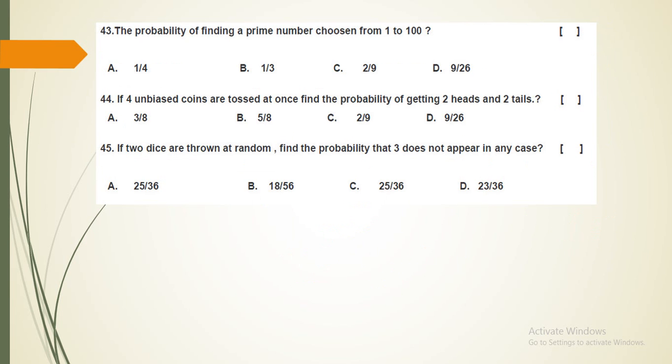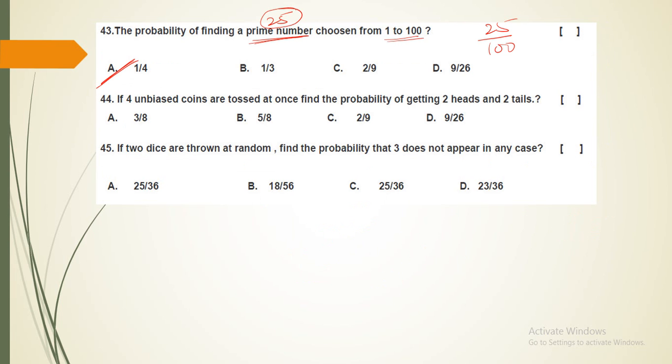Next, moving on to one more question. The probability of finding a prime number chosen from 1 to 100. From 1 to 100 there are 100 numbers, and there will be 25 prime numbers from 1 to 100. So 25 by 100, which is nothing but 1 by 4.